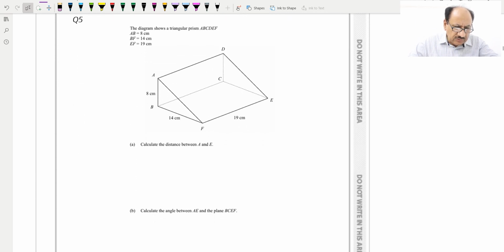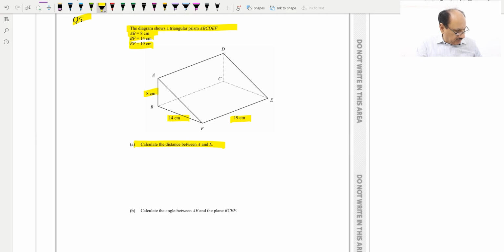Now again, this is a triangular prism, question number 5. If we go through this triangular prism, the diagram shows a triangular prism A, B, C, D, E, F, and AB is equal to 8 centimeter. AB is equal to 8 centimeter this side, BF is 14, and EF is 19. Calculate the distance between A and E. A and E distance is required.